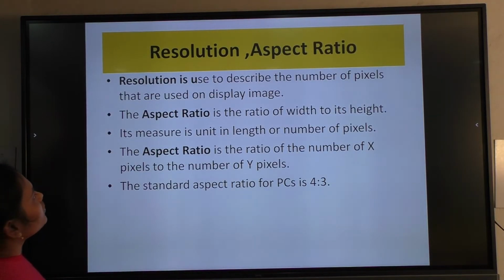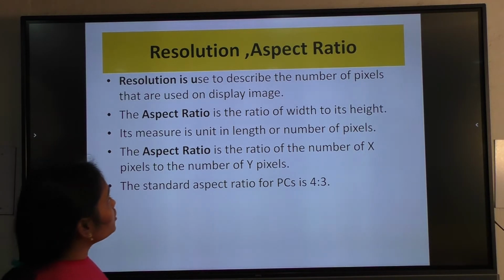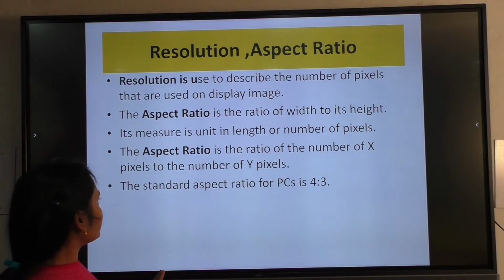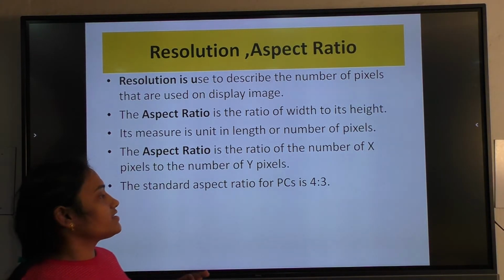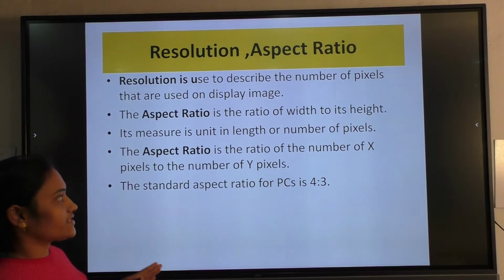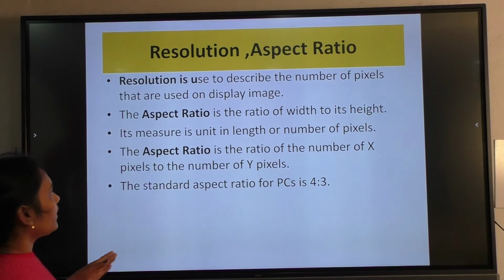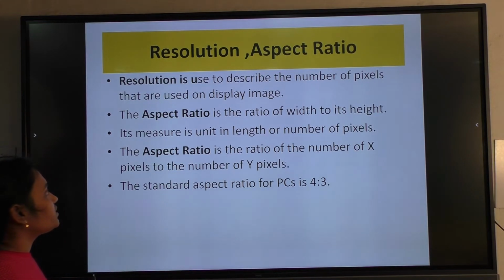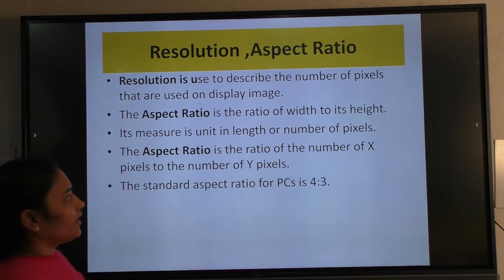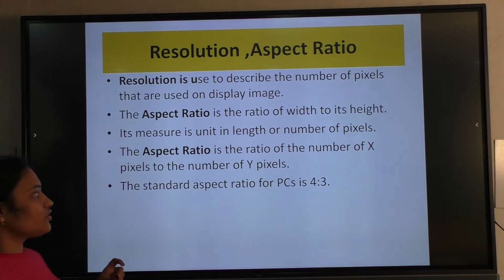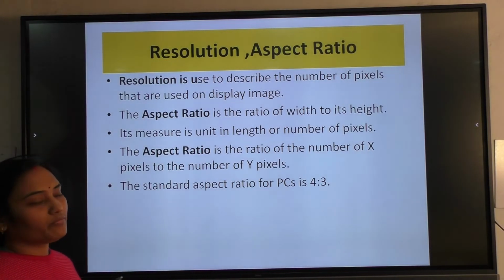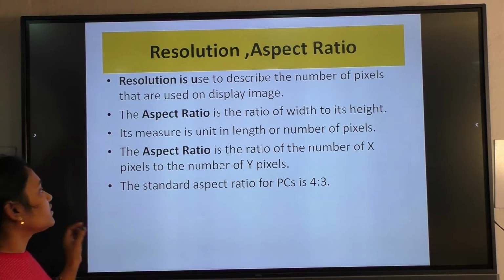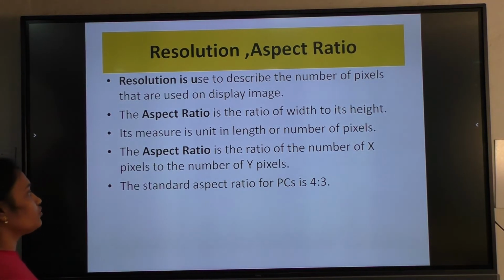Next concept is resolution and aspect ratio. First we discuss resolution. Resolution is used to describe the number of pixels that are used in a displayed image, and the aspect ratio is the ratio of width to height. Its measuring unit is length and number of pixels. The aspect ratio is the ratio of the number of x pixels to the number of y pixels, that means horizontal and vertical. The standard aspect ratio for PC is 4:3.